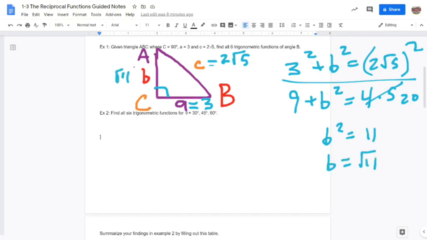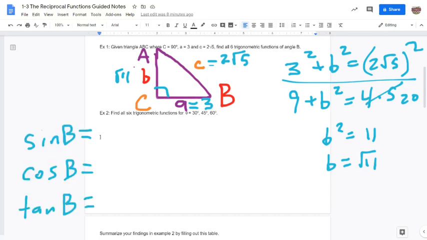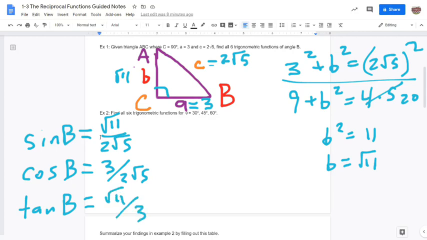Okay, now I'm going to find the 6 trig functions of angle B. Okay, so sine is going to be opposite over hypotenuse, so we get root 11 over 2√5. Okay, cosine is going to be adjacent over hypotenuse, so we get 3 over 2 root 5, and tangent's going to be opposite over adjacent, so root 11 over 3. Okay, now I should really rationalize this, and I know it's kind of a weird place to stop, but I'm going to stop this video and we'll pick up with this example in the next part.